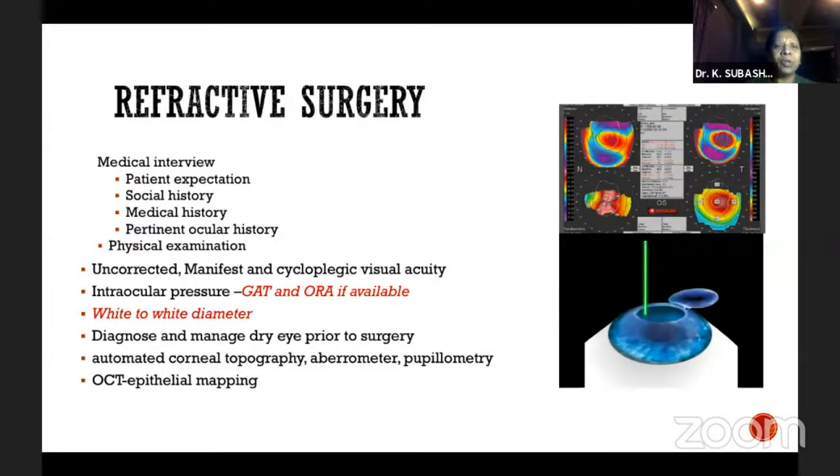In refractive surgery, the trainee should understand the patient's expectations, the social history, medical history, pertinent ocular history, and should be able to check the uncorrected and manifest cycloplegic visual acuity, measure the intraocular pressure by GAT and ocular response analyzer if available, and the white-to-white diameter measurement using calipers, should diagnose and manage dry eye prior to surgery, and should be able to use the corneal topographer, aberrometer, pupillometry, and OCT.